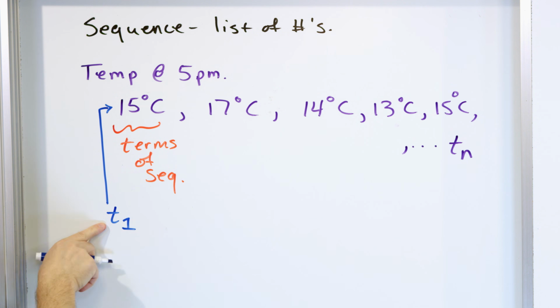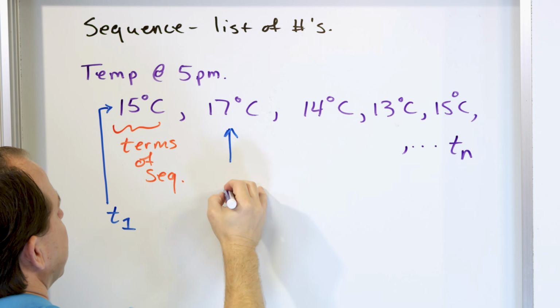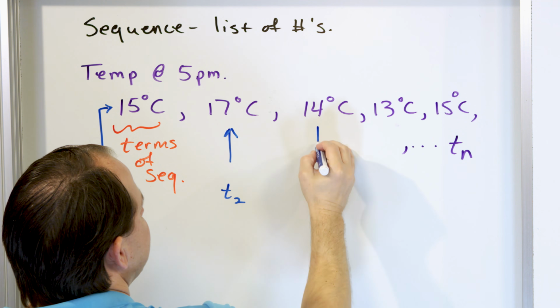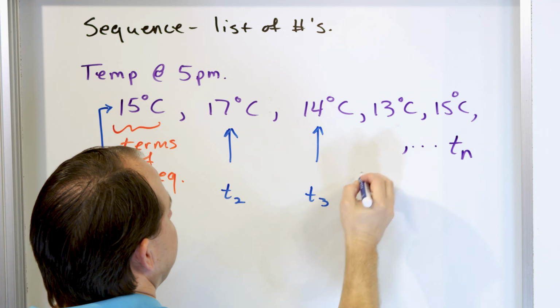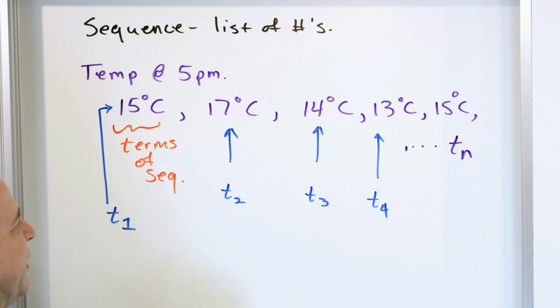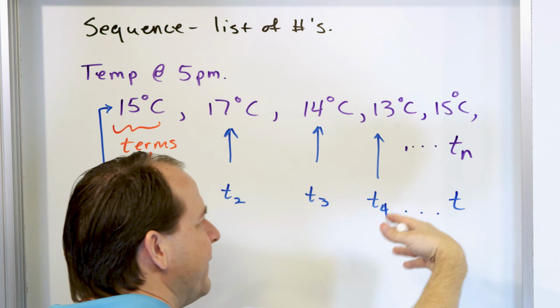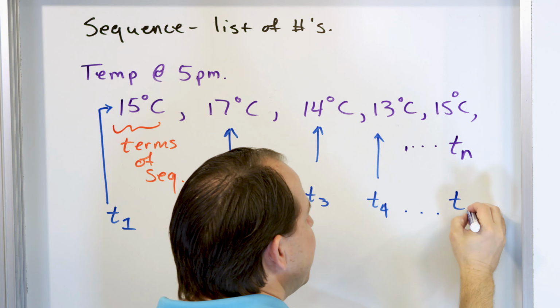It's the very first term in the sequence, right? And you might guess that the one next door is T sub 2. And this one is T sub 3. And this one is T sub 4. You can see the progression. Dot, and then I'm going to have some temperature measurement so many days down the road, T sub n.